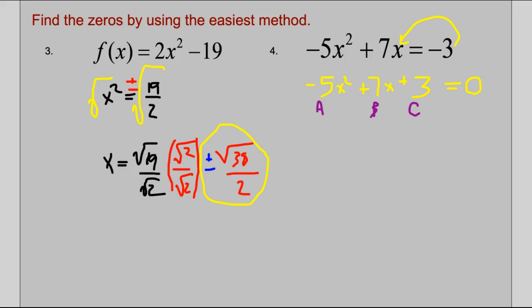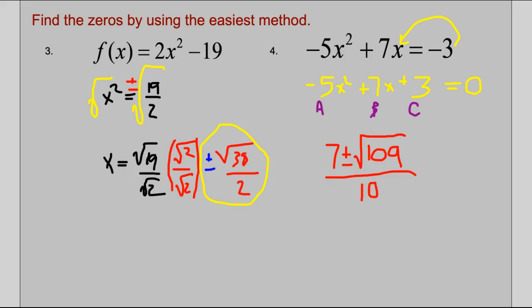That was 1 sec. So here is the answer would be 7 plus or minus the square root of 109, and that should all be over 10. Whether you put it all over 10 or you have it split up apart, both of them are the same.